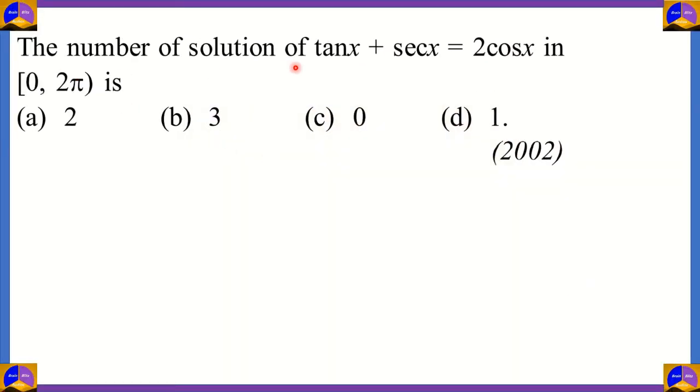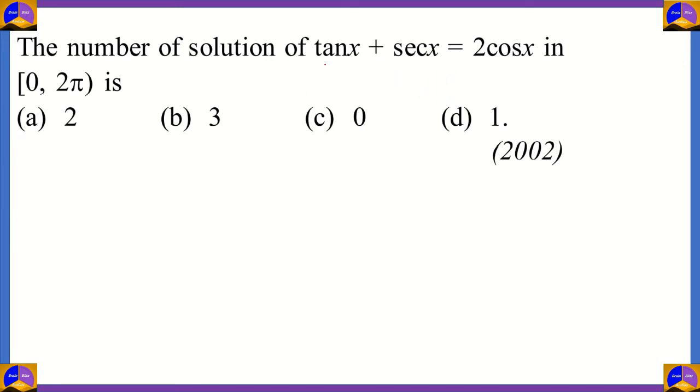The number of solutions for the expression tan x plus sec x equals 2 cos x in the interval closed 0 to open 2 pi is. So is it 2, is it 3, is it 0, or is it 1? So let's look at this question and how do we solve this.